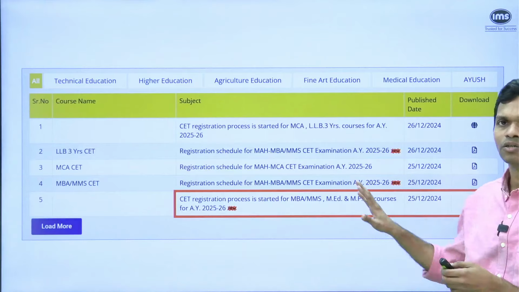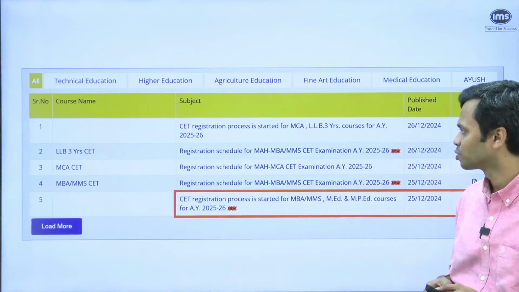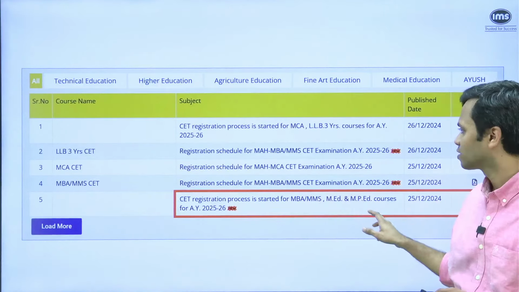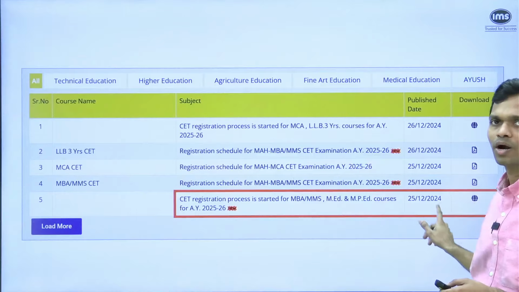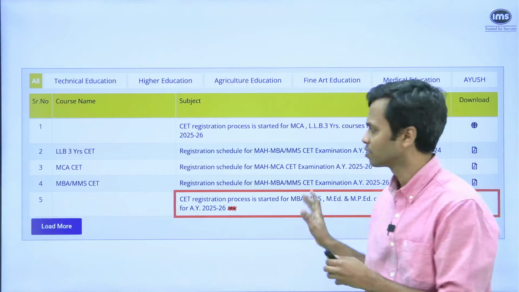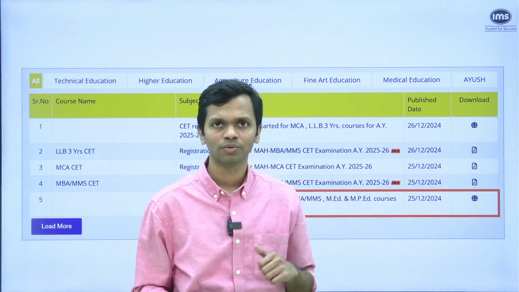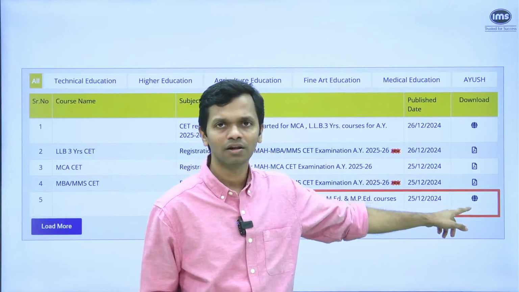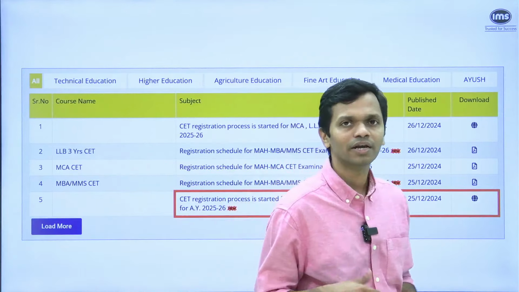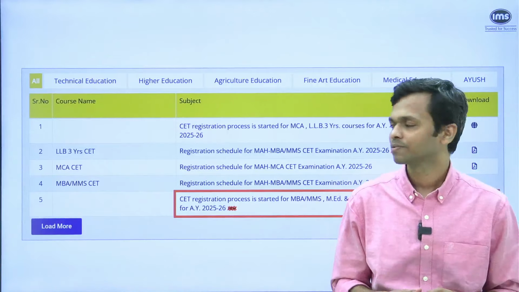So the first one is the schedule. They have mentioned when the CET is going to be conducted and so on and so forth. And the process has started. So this is a link. At the right end of this particular table, you're going to see two things. There's a PDF, which is what you saw on the previous slide. And then there is a link. You have to click on that link and then begin your application process.